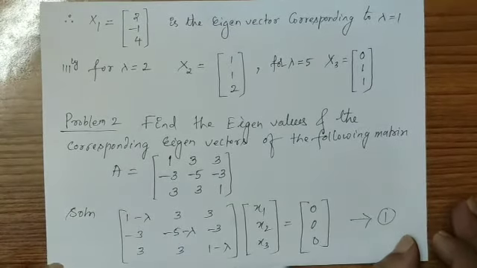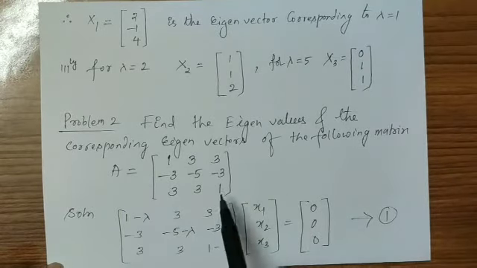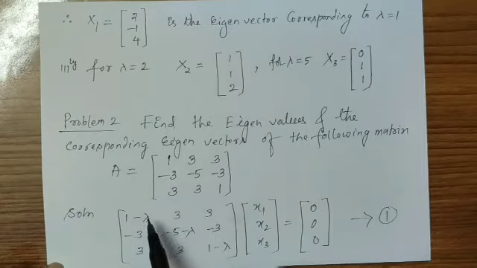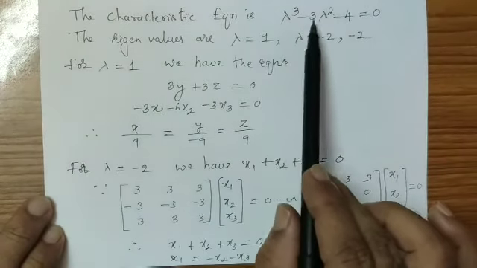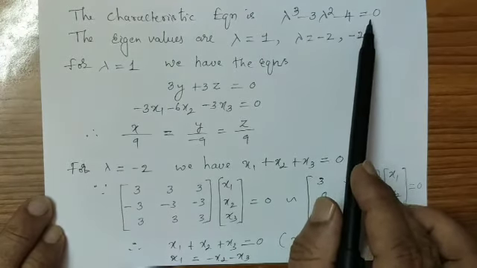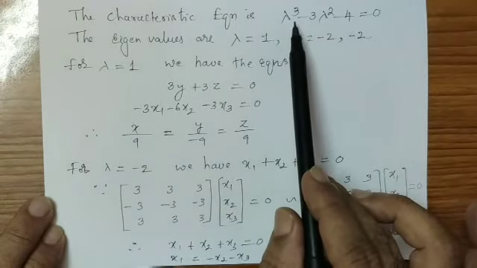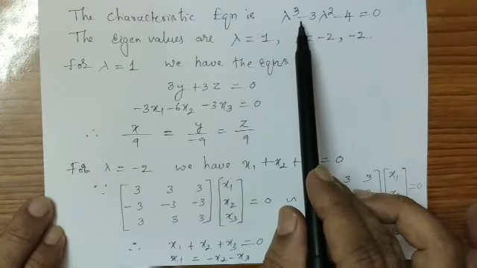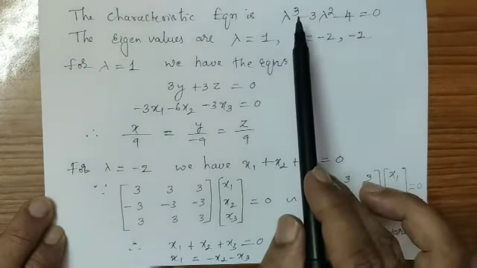Now we will move to the second problem here. Find the eigenvalues and the corresponding eigenvector of the following matrix. Now once again the system A minus lambda I into x equal to 0 gives us this system of equation. The characteristic equation is lambda cube minus 3 lambda square minus 4 equal to 0. If you use the formula lambda cube minus s1 lambda square plus s2 lambda minus determinant of A is equal to 0, you will find this characteristic equation.